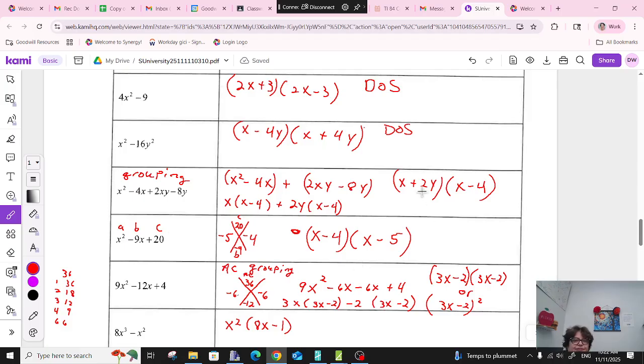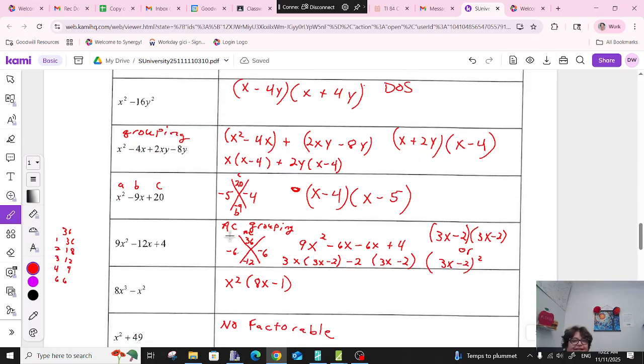So this one was just the X puzzle, right? Because A is equal to 1. You didn't have to do grouping. Some students will do AC grouping even when you don't need to. I don't understand that, but okay. This one, grouping, you had to multiply 9 times 4, right? And then you had to do your X puzzle.